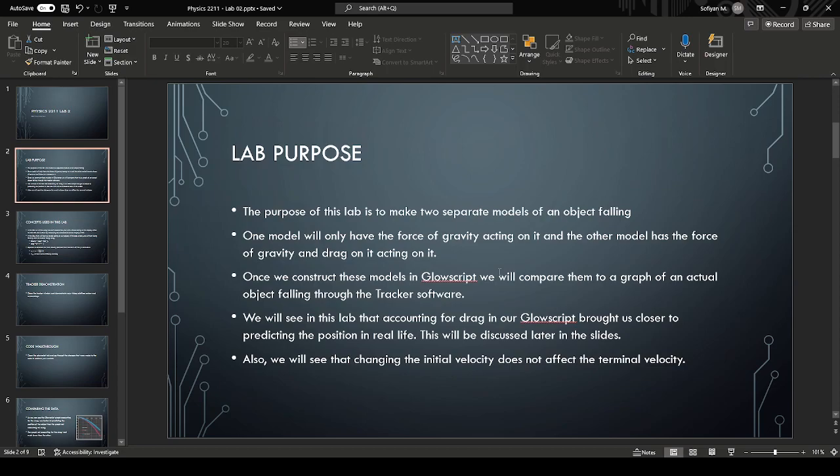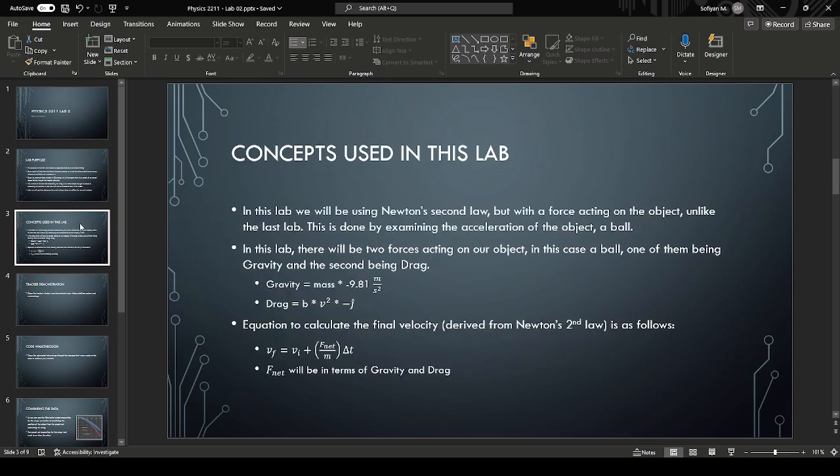graph will be gotten through the Tracker software. And later on in this lab, you'll see that accounting for drag brought us closer to predicting the position in real life. It wasn't 100% accurate, but it was a lot closer. And also you'll see that changing the initial velocity does not affect the terminal velocity at all.